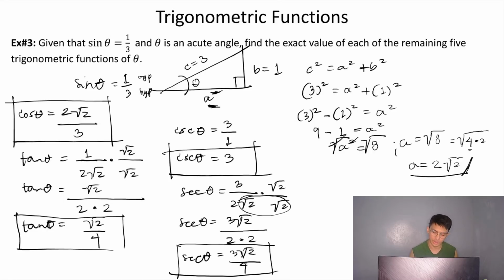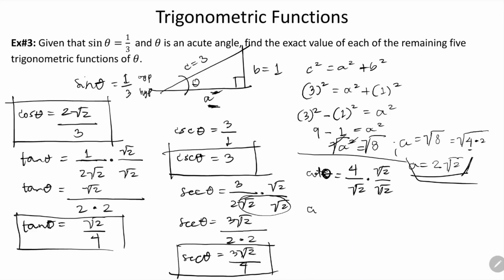And for the last one, we have cotangent theta na reverse function ng ating tangent theta. We have 4 over square root of 2. Again, we have radical on the denominator, so therefore, we should rationalize the denominator. We have square root of 2, multiply up and down, square root of 2. Cotangent theta is now equal to 4 square root of 2 over 2. This is now our value for the cotangent theta function.